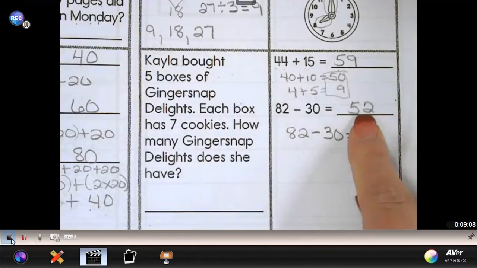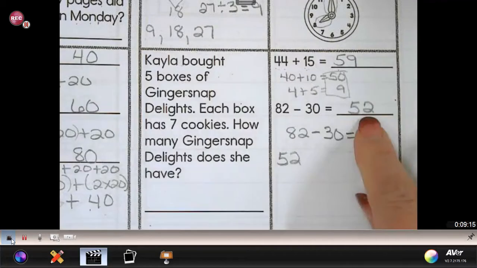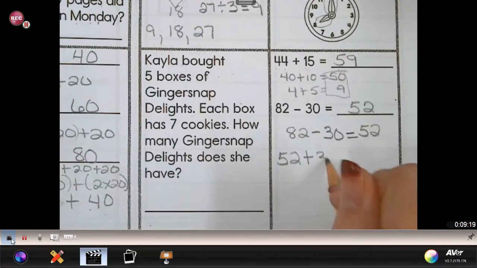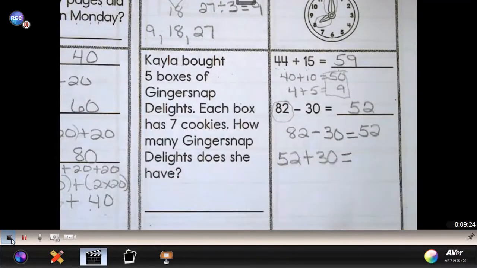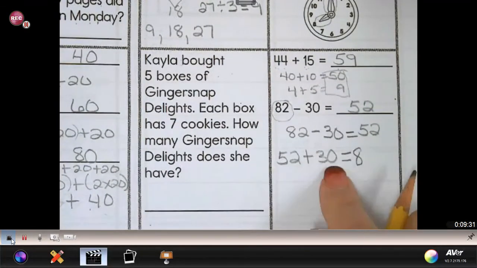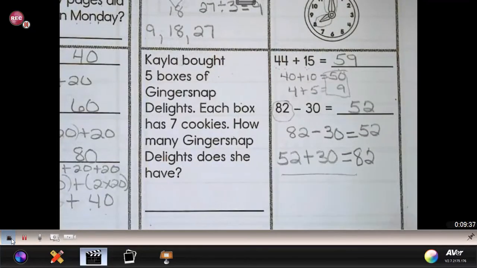And remember, you can always check your subtraction by using addition. So if I were to take my 52, which was what was left, and add 30 back to it, I should have 82. So let's check. 50 plus 3 10s should be 80, and 2 1s, we don't add any more 1s to that, so that's going to be 82. So it checked out correctly, so we know we've done our subtraction correctly.